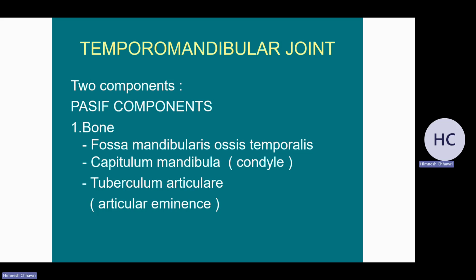The passive components are the bones, which are the temporal bone and the mandible, and the ligaments and the capsule. Also, the TMJ is special in that it has an articular disc. Not all synovial joints of the body have an articular disc. We'll talk about the articular disc later. The TMJ is also not a typical synovial joint because the articular parts of the bones are not lined with hyaline cartilage. Instead, they have fibrous cartilage.